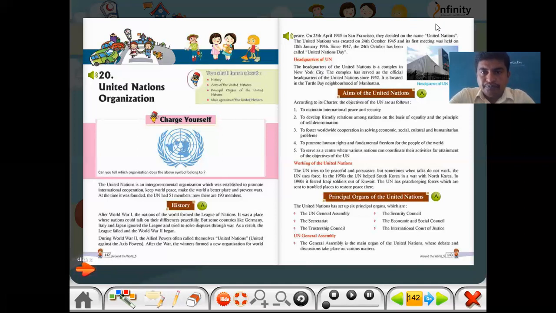And the third one, to foster worldwide cooperation in solving economic, social, cultural, and humanitarian problems, right? Any problem related to economic, if there is any economic crisis drop down in the world countries, the United Nations Organization will interfere. And any social problem, if there is any social status damage among the member countries of the world, the UN will interfere. The cultural and humanitarian problems, for example, South Africa got independence in the year 1994, right? Before 1994, imagine the life of South Africa.